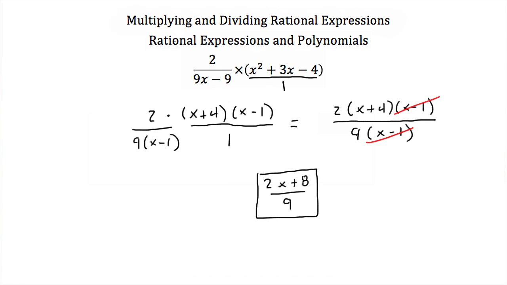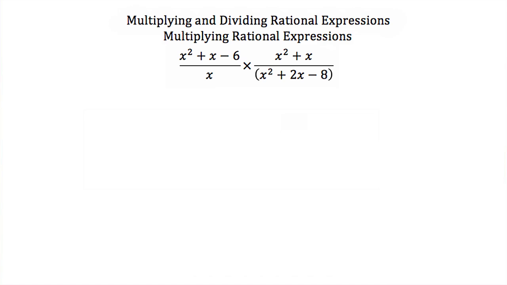So whenever you multiply a rational expression by a polynomial, you can just put the polynomial over 1, so you can multiply it like a fraction. But remember, try factoring the polynomials first, because it'll help you find common factors in both the numerator and the denominator.